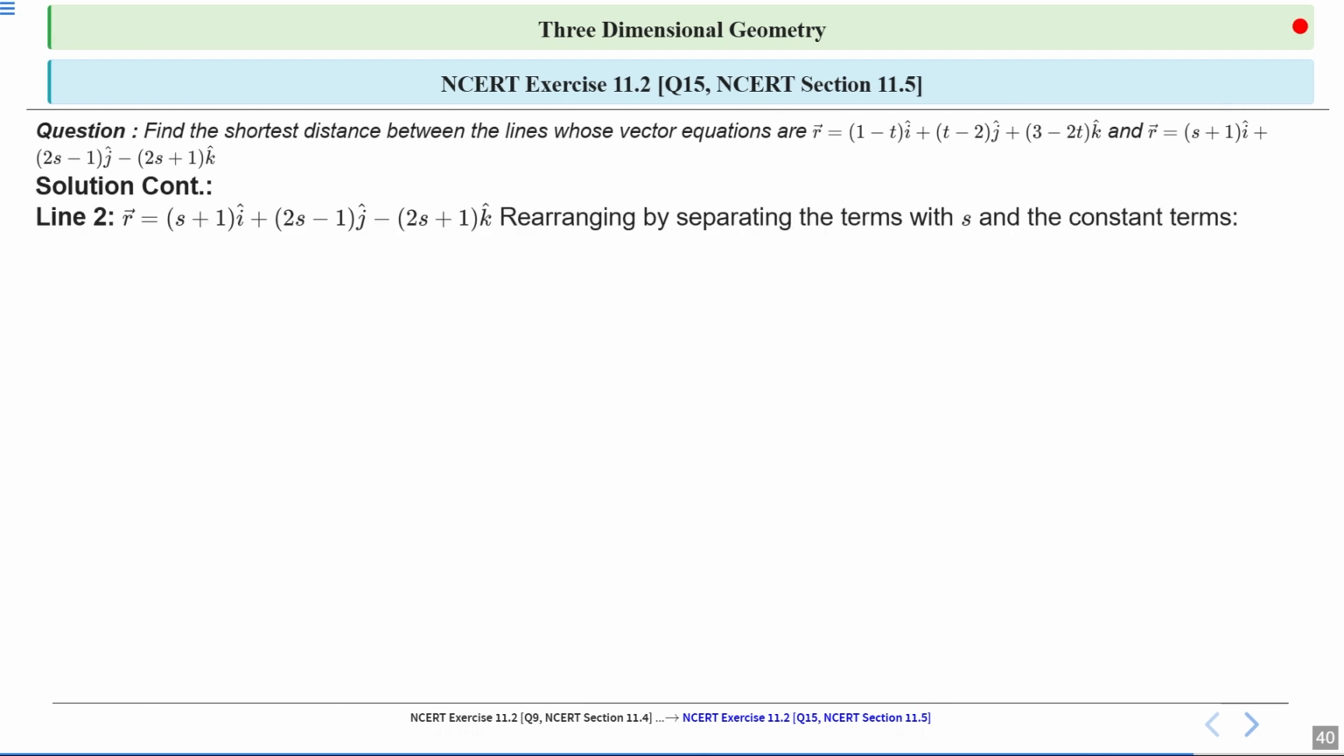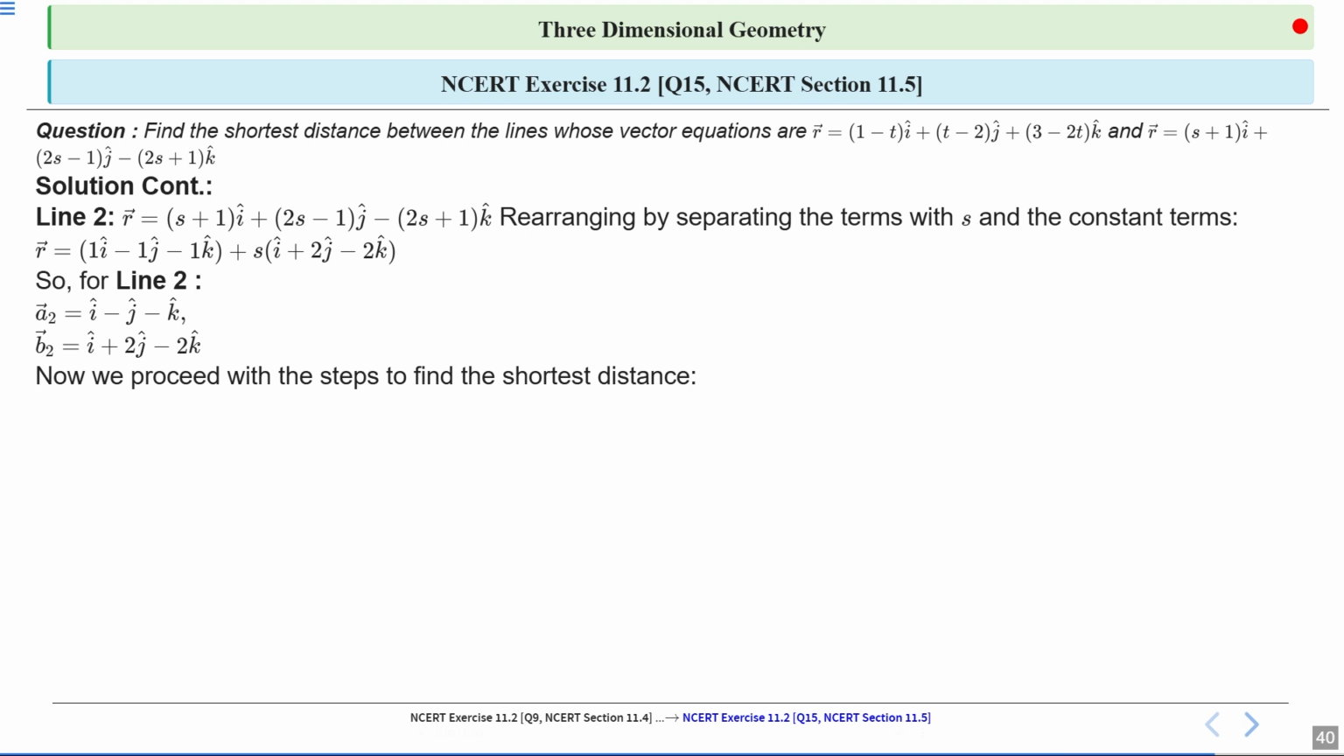So now line 2, r vector is equal to (s plus 1) i cap plus (2s minus 1) j cap plus (minus 2s plus 1) k cap. Rearranging by separating the terms with s and the constant terms, we get r vector will be equal to 1 i cap minus 1 j cap minus 1 k cap plus s times (i cap plus 2 j cap minus 2 k cap). So for line 2, we can write a2 vector will be equal to i cap minus j cap minus k cap, and b2 vector will be equal to i cap plus 2 j cap minus 2 k cap, right? Now we proceed with the steps to find the shortest distance.